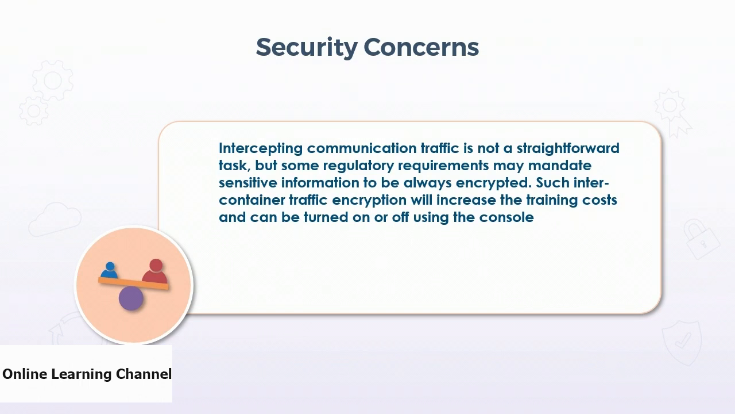Hence we can say that it's a costly affair on SageMaker, but that needs to be dealt with properly with real cost without thinking twice. We can also call this inter-container traffic encryption. It can be turned on via the console when you're setting up your training job or using the API for training.